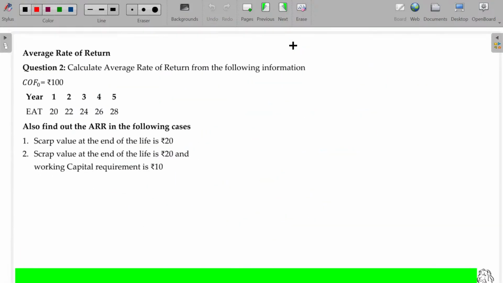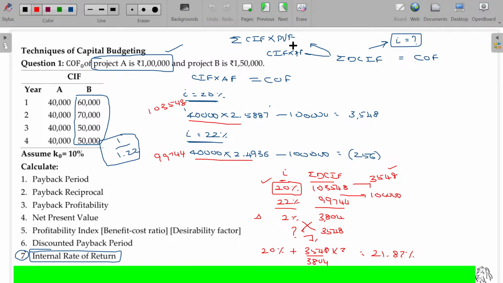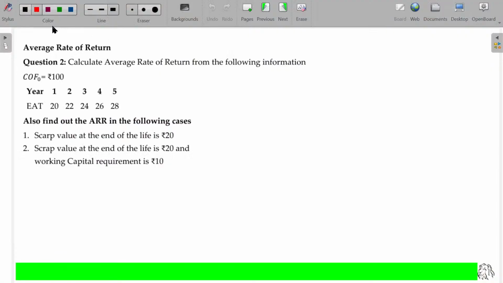Yes. Make a note of it. If it is over, text me. We will move on to the next concept. So we'll now move on to the next concept called average rate of return.